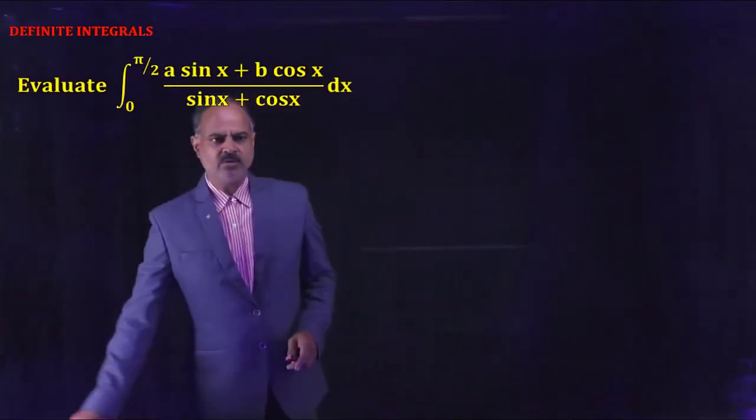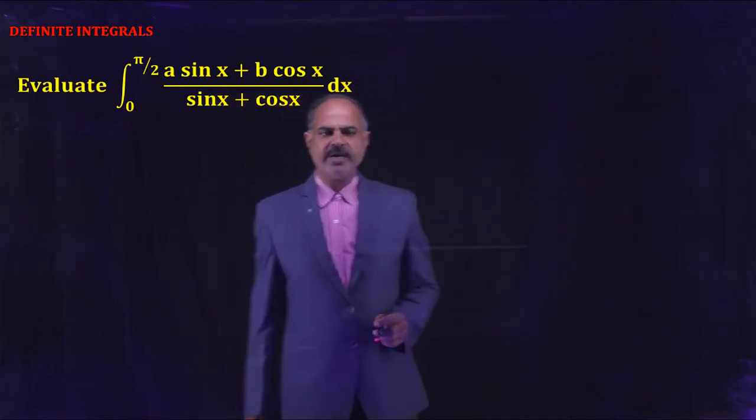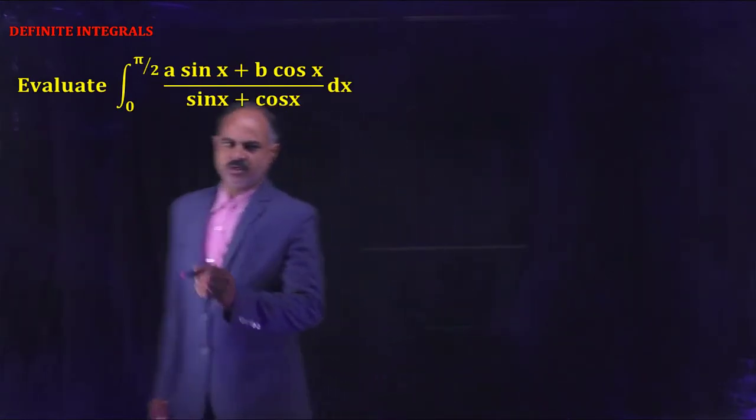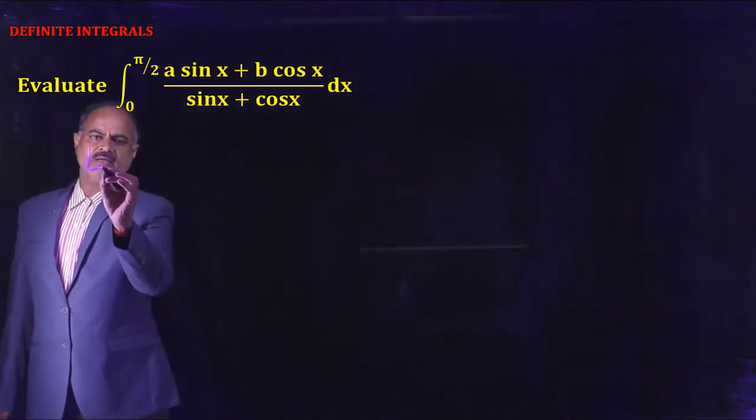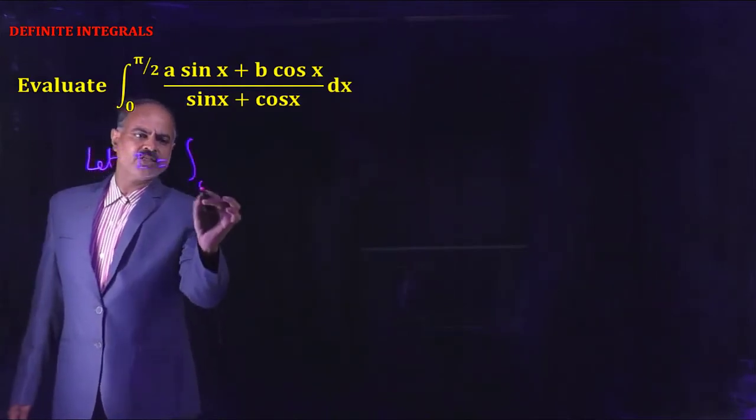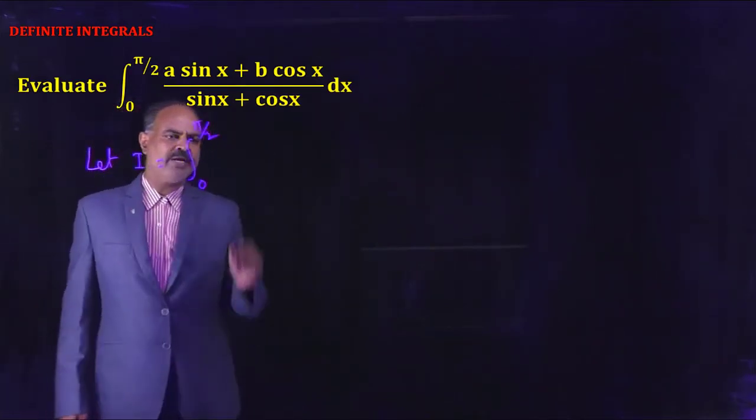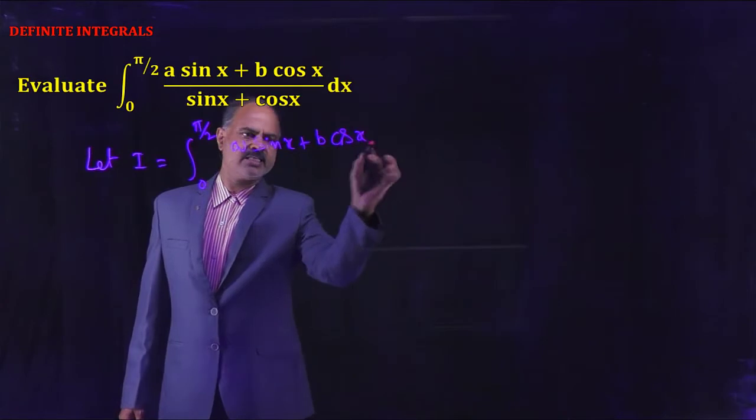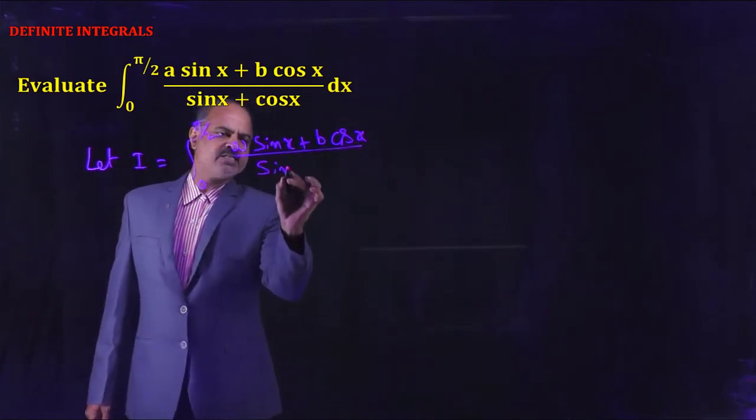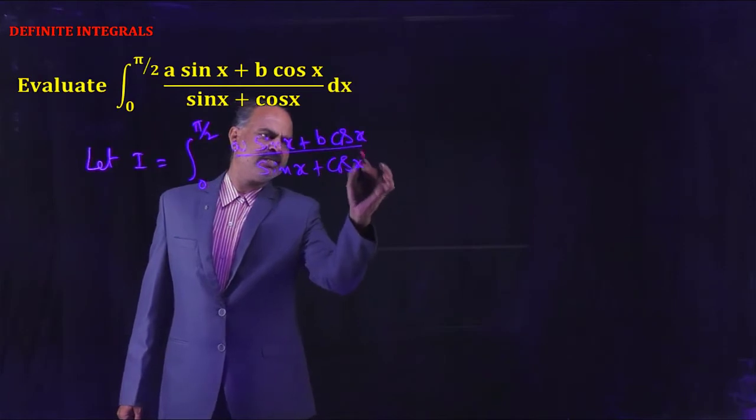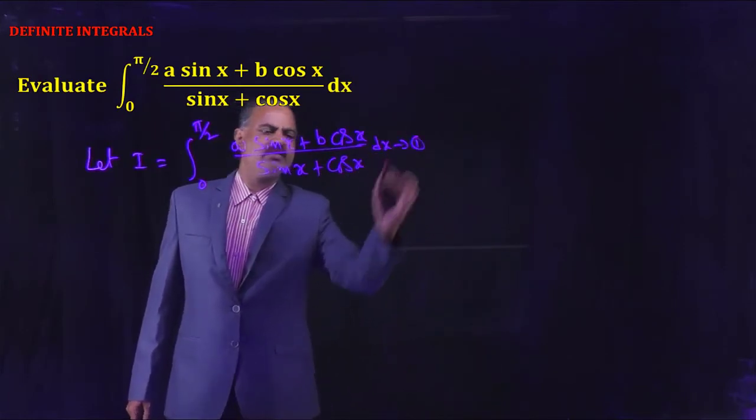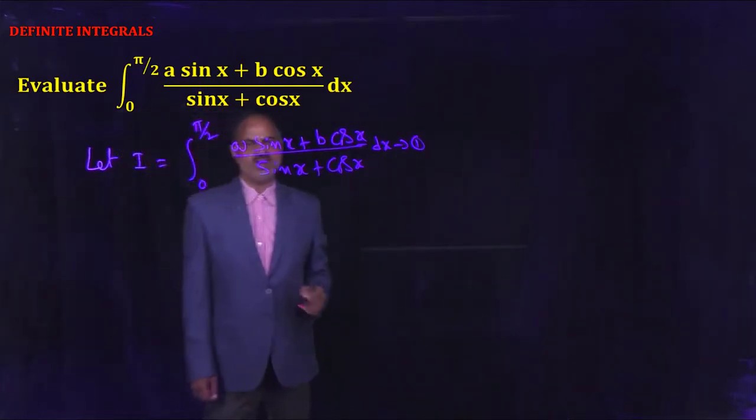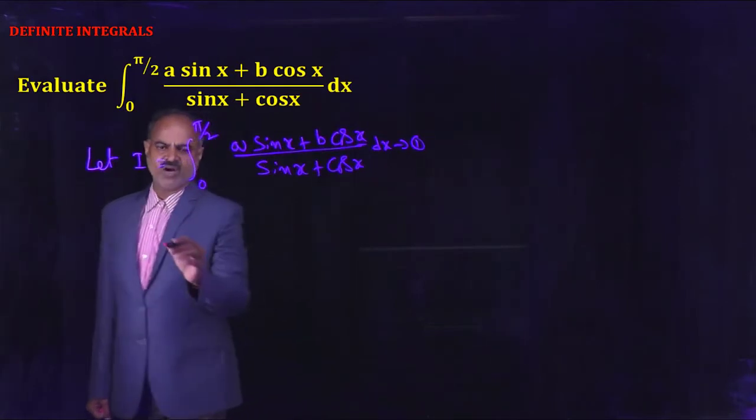Next problem, evaluate integral 0 to pi by 2 a sin x plus b cos x by sin x plus cos x. Let I is equals to integral 0 to pi by 2 a sin x plus b cos x divided by sin x plus cos x dx. This is equation number 1. So by applying the property integral 0 to a f of x dx equal to integral 0 to a f of a minus x dx.